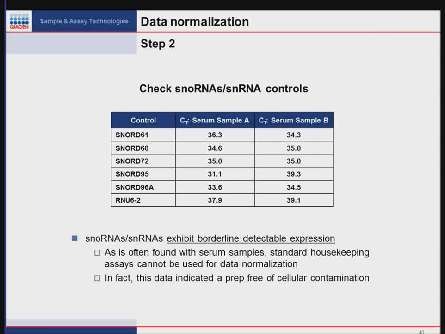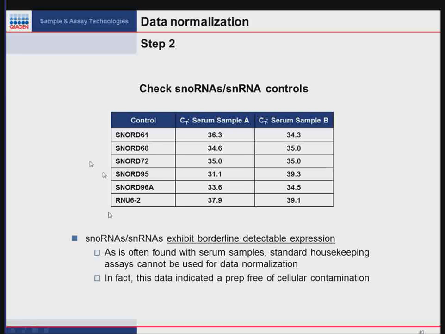These small RNAs are expressed at very high levels in cells, but in extracellular fluid, serum for example, you can see that the expression level is extremely low and they're extremely variable. So they are not in exosomes, and there's just little bits of this debris floating around. So we don't normalize against these, but we use them as an indicator of whether we've got severe cellular contamination or not.